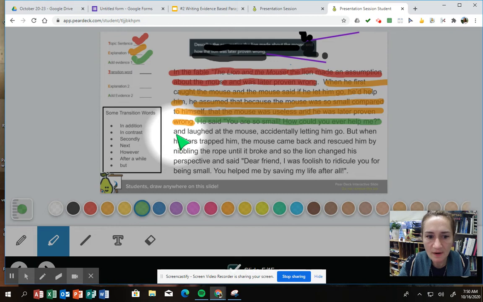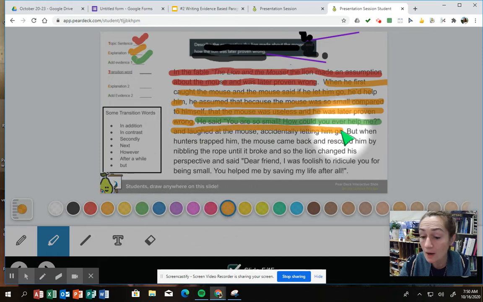Now, when I read the next part of that, it says, "and laughed at the mouse, accidentally letting him go." That's just a little bit more explanation. Now, you can add more to TT. You just can't have less, meaning you have to do everything that's here. You could add another explanation. You could add more evidence. You just can't have less than what's here. You have to have TEA, TEA. So they added a little bit more explanation, so we'll highlight that in orange. So they went above and beyond TT.